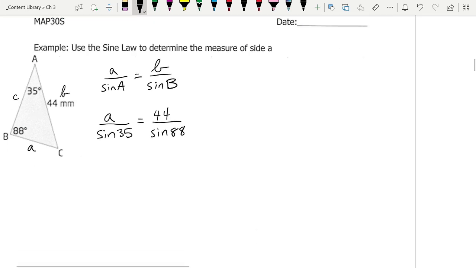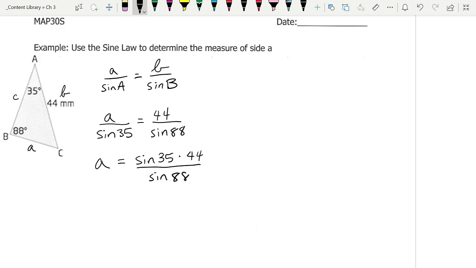Now from here, I need to isolate side A. So I need to get rid of the divide by sine 35. The way you get rid of divide is you multiply both sides of the equation by the sine of 35. It cancels on the left, and on the right, it's now part of this numerator. Some people just like to think that this crosses up and multiplies. We call it the cross multiply method, and if that helps you think about how it works, there's nothing wrong with that. And there we go.